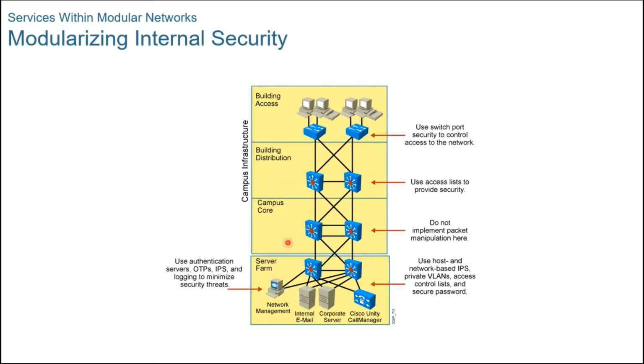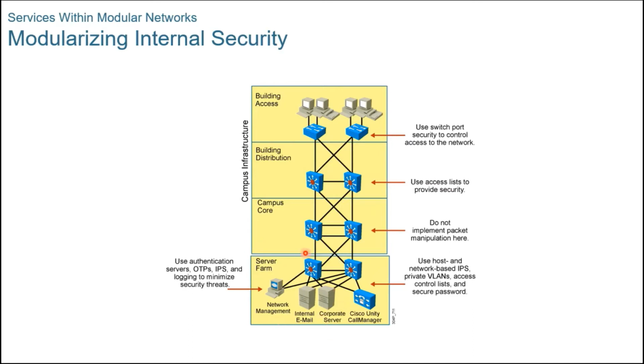Okay, so you also have the campus core layer. This is a high-speed switching backbone and should be designed to switch packets as quickly as possible. It should not perform any security functions because doing so would slow down the switching of packets.